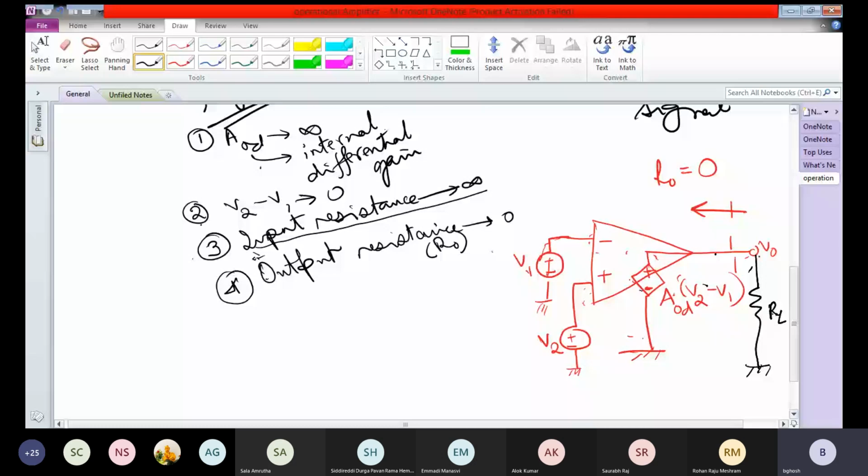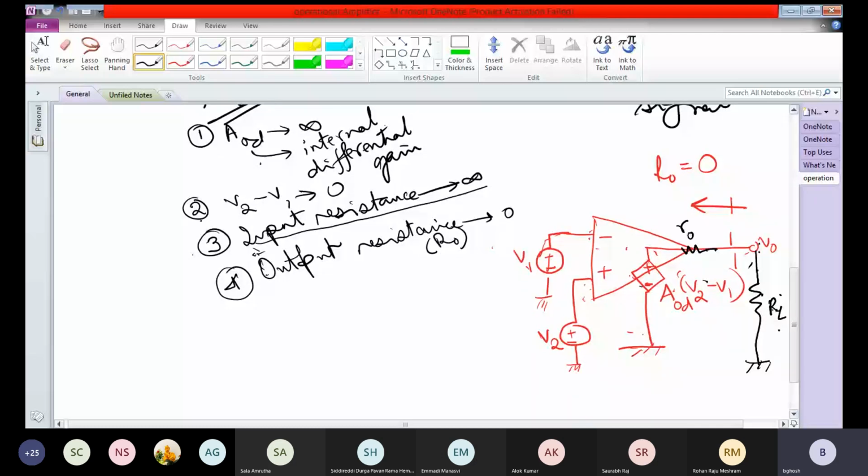If there was a finite resistance here, if R0 were not 0, then when you connect this load resistance, the output voltage V0 will be a function of this load resistance, because the current will depend on the load resistance and the potential drop across R0 will be dependent on that current. Understood? So therefore V0 will be dependent on the load resistance RL, because this current will be dependent on RL, and this current dependent on RL means the PD across R0 will be dependent on RL, and therefore V0 will be dependent on RL.